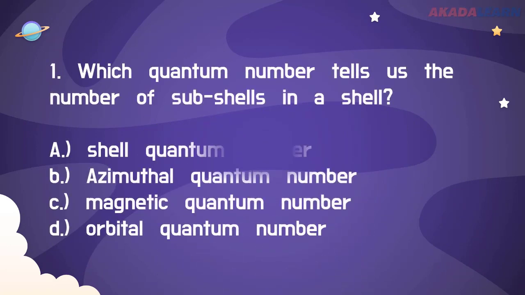Question 1. Which quantum number tells us the number of subshells in a shell? A. Shell quantum number. B. Azimuthal quantum number. C. Magnetic quantum number. D. Orbital quantum number.